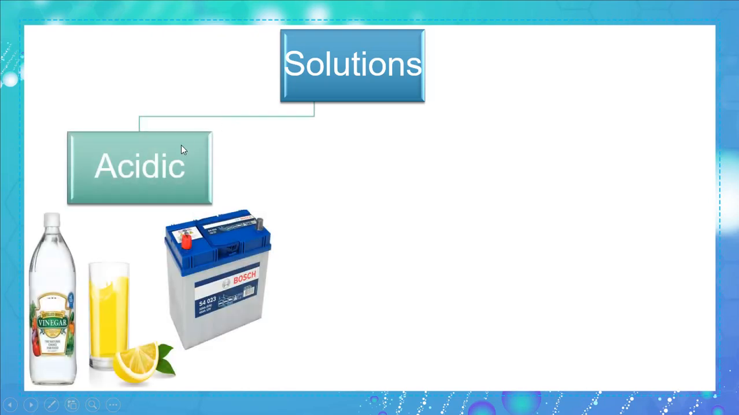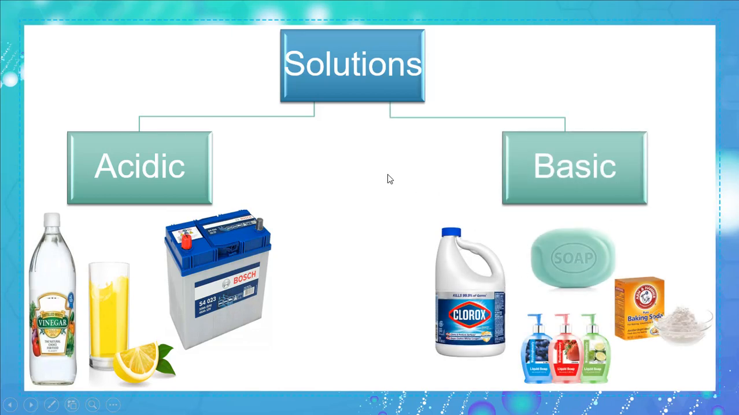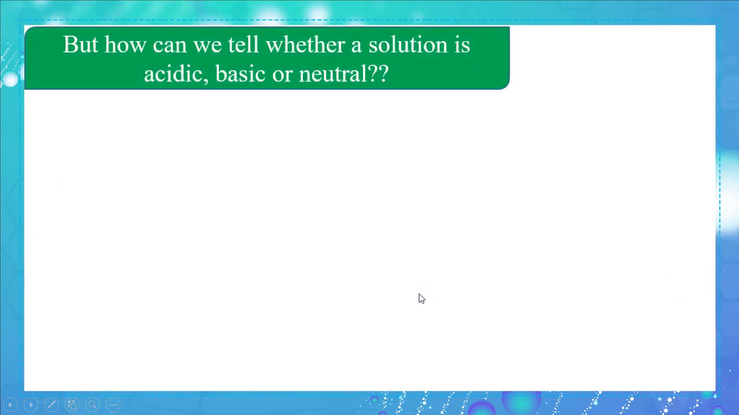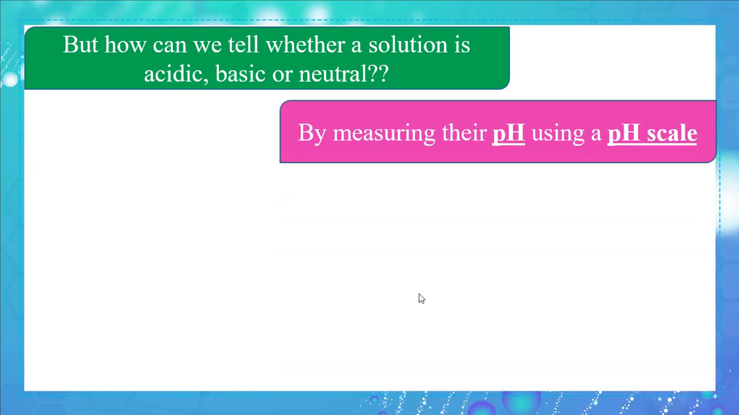Solutions can be acidic, like vinegar, lemon juice, and acids in batteries, can be basic, like bleaches, soap, and baking soda, and can be neutral, just like water. But how can we tell whether a solution is acidic, basic, or neutral? We can measure their pH using a pH scale.